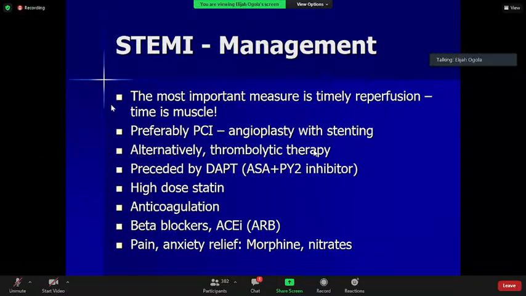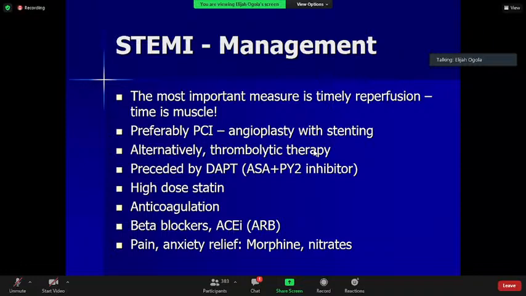The preferred treatment for STEMI, circumstances allowing, and that's an important caveat, is a percutaneous coronary intervention, a PCI. When we do it in the context of a STEMI, we call it primary PCI, which is basically angioplasty with stenting. A stent is a wire mesh that you put where you have done the dilatation to make sure that the dilatation does not come back.